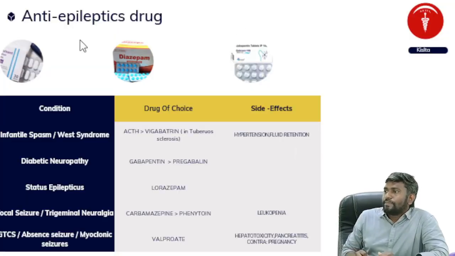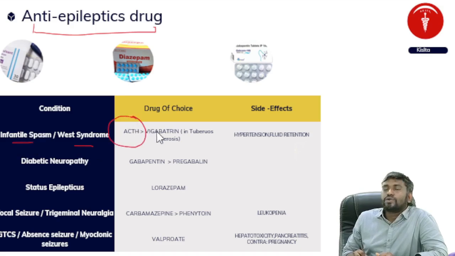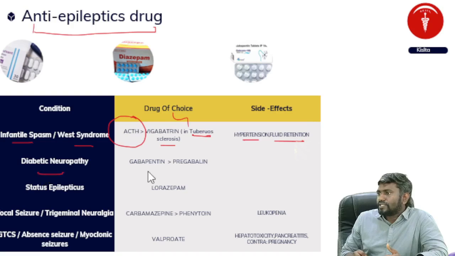Next, anti-epileptic drugs have once again been a very important topic for the exam. Now let's quickly revise the anti-epileptic drugs. First, for infantile spasm and West syndrome, what are you going to give? We are going to give adrenocorticotropic hormone, or vigabatrin in case of tuberous sclerosis. The side effects could be what? Hypertension and fluid retention. Now for diabetic neuropathy, it could be gabapentin or pregabalin.